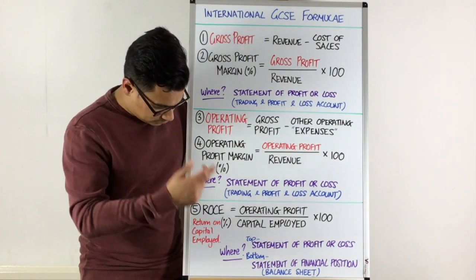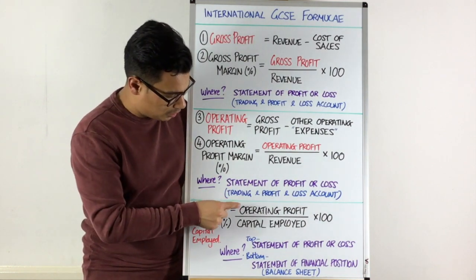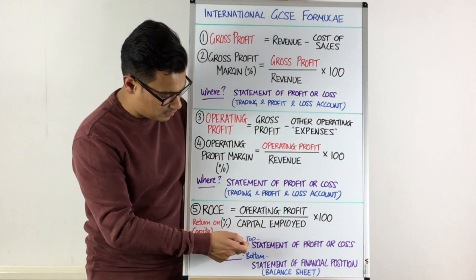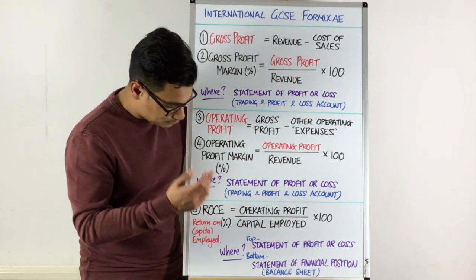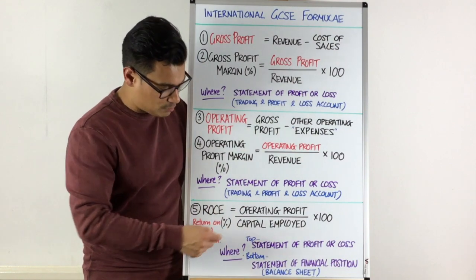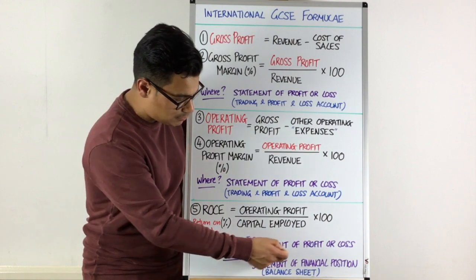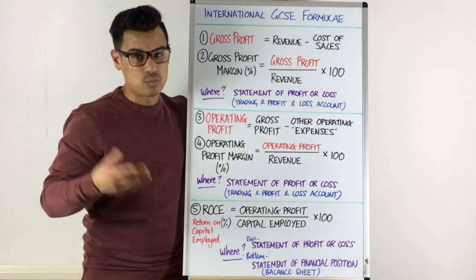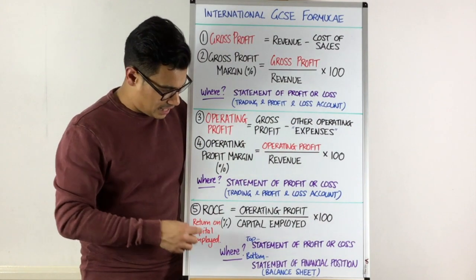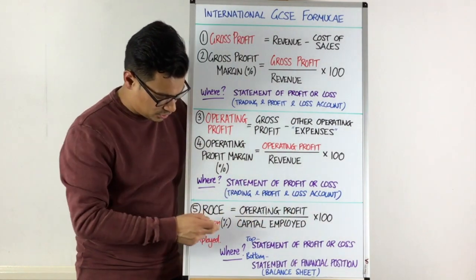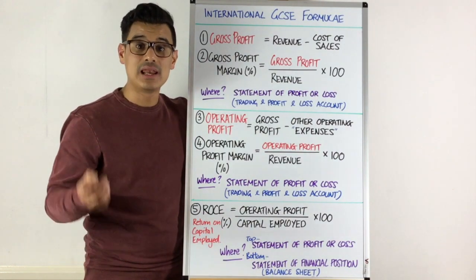So if we look at where you find that from, you'll in fact find that in two places. The top half, the operating profit, well, that's going to be found in the statement of profit or loss, otherwise known as the profit and loss account. But the bottom half, the capital employed, you will find on a different financial statement, the statement of financial position, otherwise or previously known as the balance sheet. Remember, you need to make sure that it's times by 100 because ROCE, return on capital employed, will come as a percentage. Let's look at the next one.